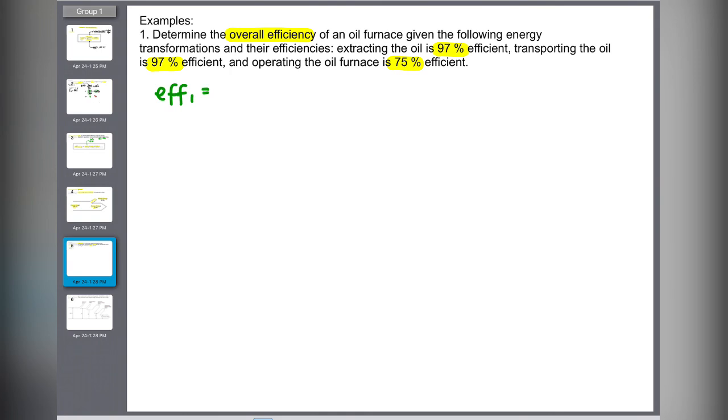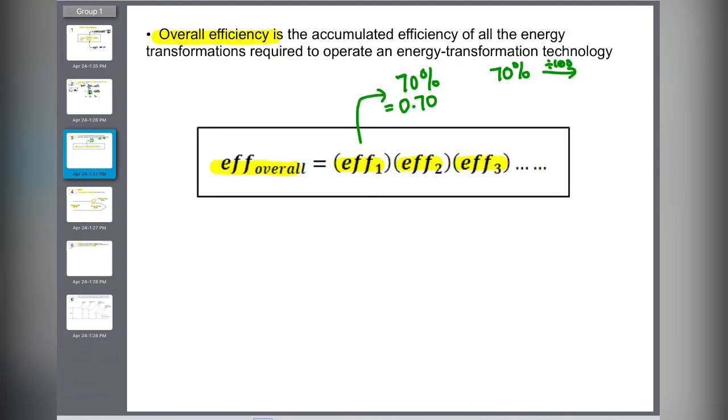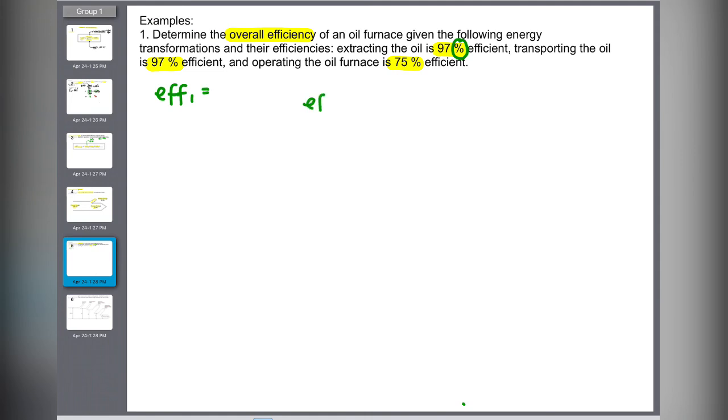So efficiency 1 is 97%. Remember how I said we don't use the percentage in this equation. So I'm just going to write the equation out first. Efficiency overall is equal to EFF1 times EFF2 times EFF3. There are 3 in here. Efficiency 1 is 97%. We have to change it to the decimal.